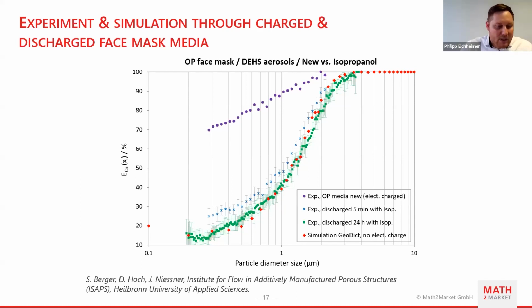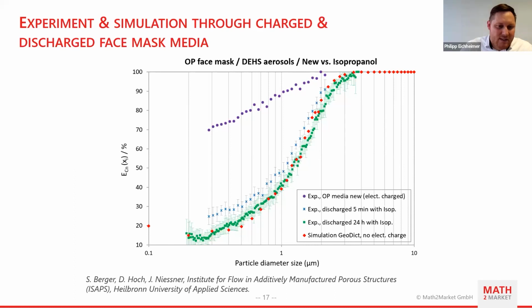But as we don't know the electrical charges or the charge distribution, we decided to discharge the mask. And this is done with isopropanol in the beginning. So this is the study of Sebastian Berger from the University of Heilbronn, where he published the measurements and the procedure. And we discharged the media 24 hours with isopropanol. So all the charges are gone and we can purely simulate the mechanical filtration.